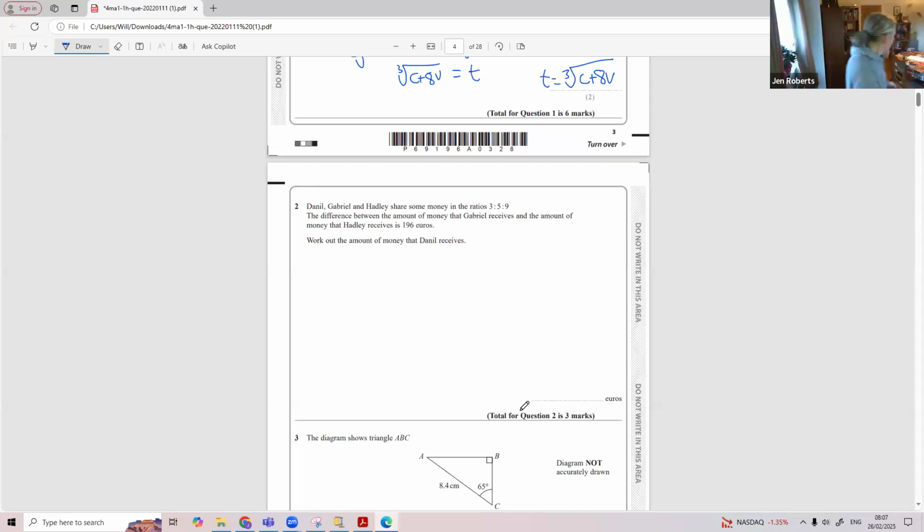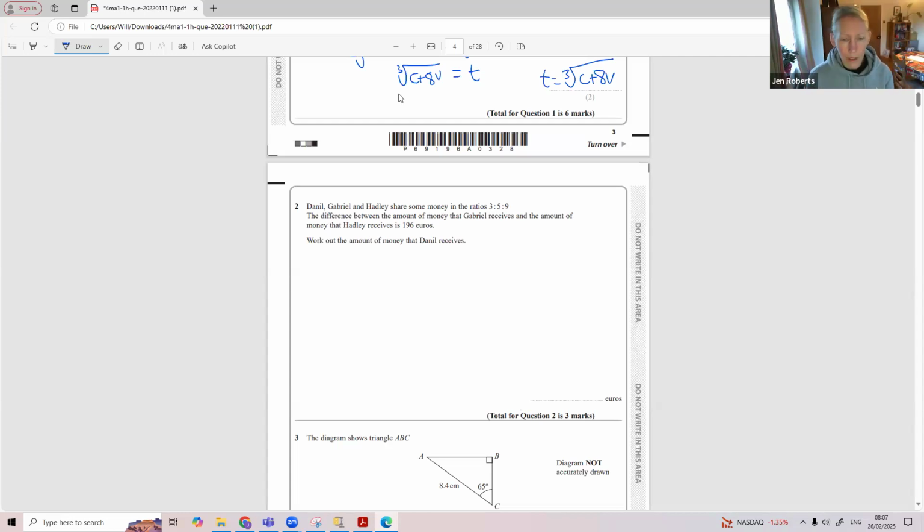And then I'm just going to use the calculator. Okay, so question 2. Daniel, Gabriel and Hadley share some money in the ratio 3 to 5 to 9. The difference between the amount that Gabriel receives and the amount of money that Hadley receives is 196 euros. Work out the amount of money that Daniel receives.